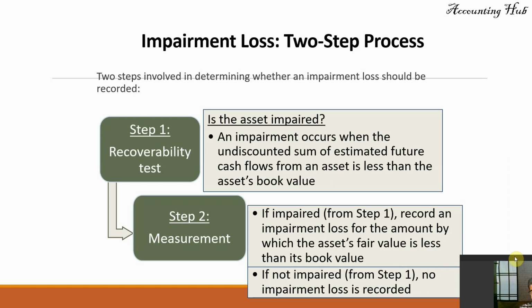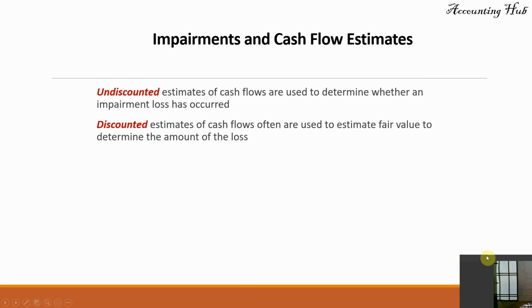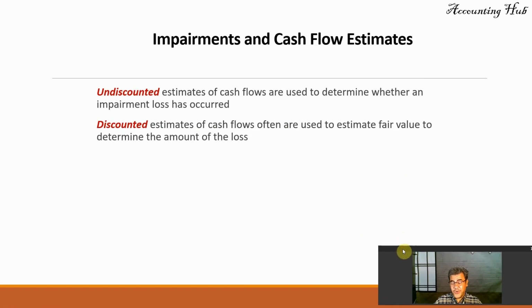If impaired from step 1, record an impairment loss for the amount by which the asset's fair value is less than book value. If not impaired, no impairment loss is recorded. So step 2, we record the loss. And how do we do that? Fair value usually is how much money I will get if we sell this asset, or based on discounted cash flow.